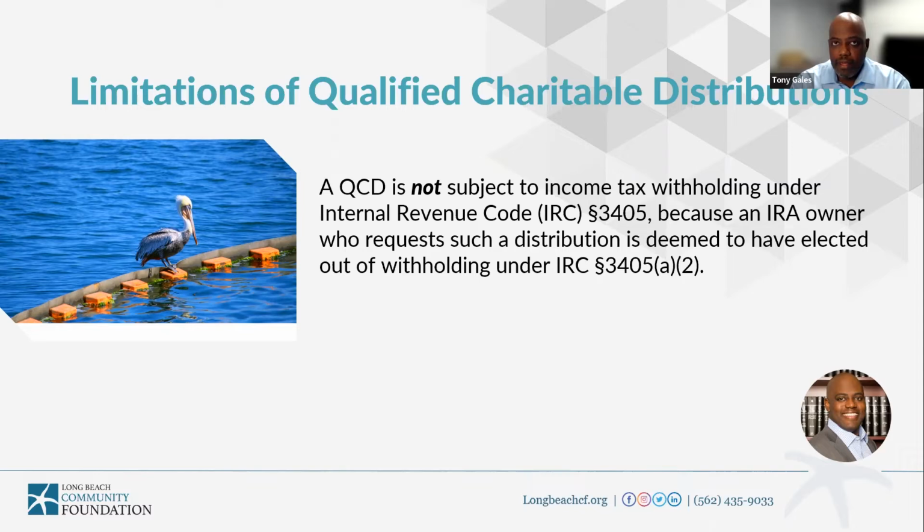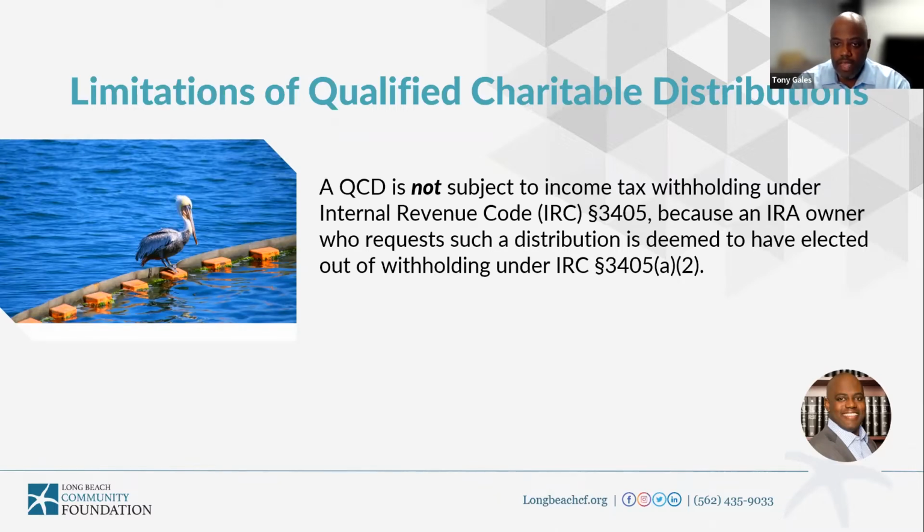When you do a normal RMD, as stated, you would typically have your federal and state withholdings. If you're in a state where there is income tax, you would have withholding on that, and you would receive the net amount of your RMD. With a qualified charitable distribution, income tax is not withheld, and the full amount is distributed to the charity.